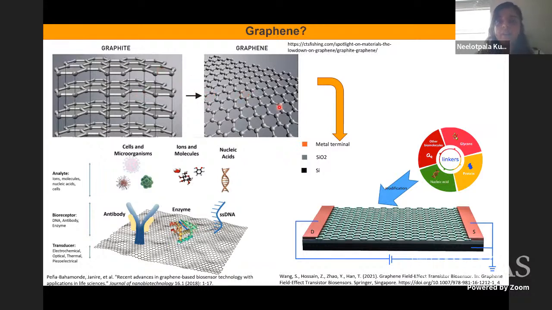Now, why is graphene so suitable for bioelectronics? Before getting into that, I would say that when graphene was discovered, it was touted as a wonder material that could do pretty much anything.